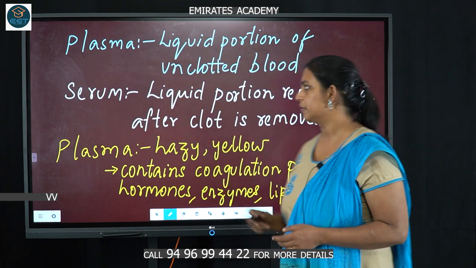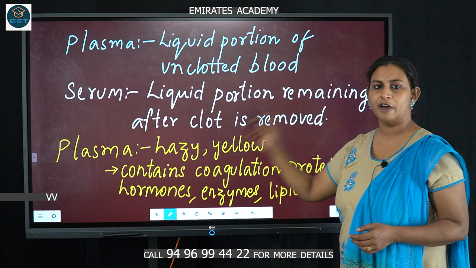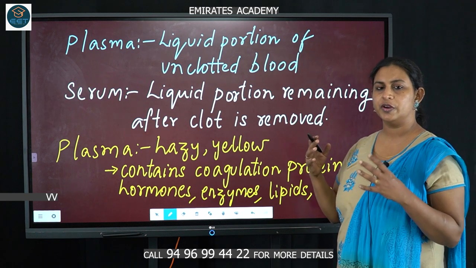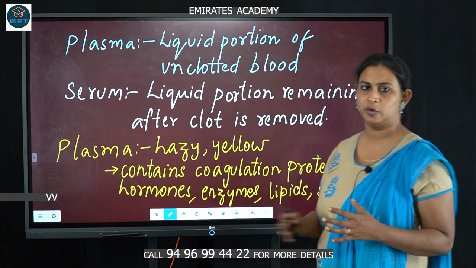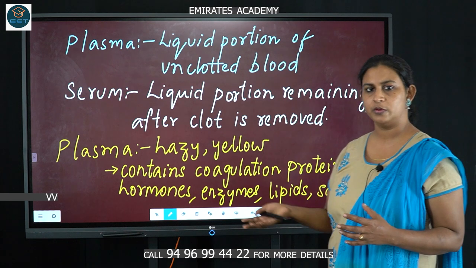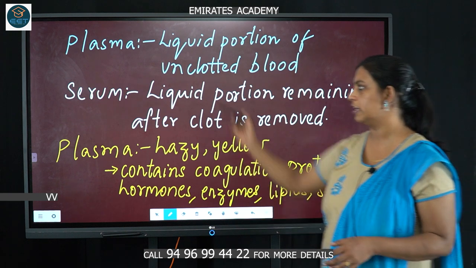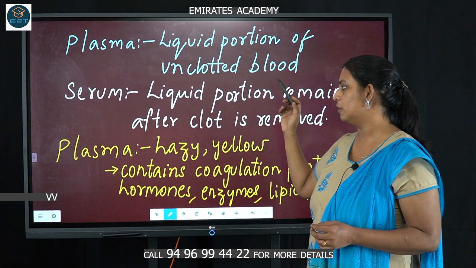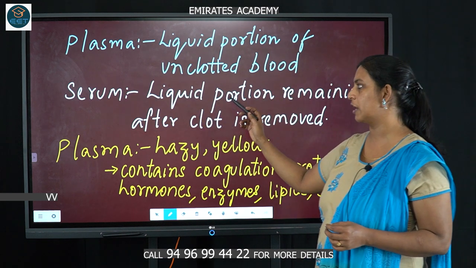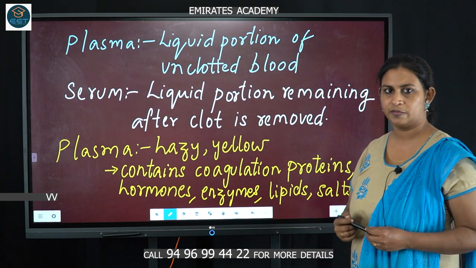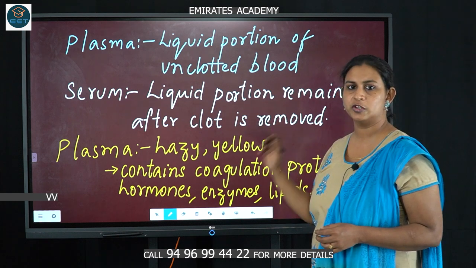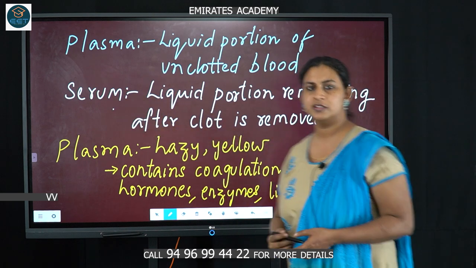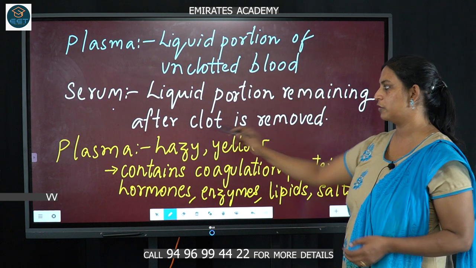Now let's look into what is serum. Serum is the liquid portion which remains after coagulation has been done and the clot has been removed. Whatever clot has been formed due to the coagulation process, when that is removed, the liquid portion which remains is called the serum. In simple terms, the plasma content after the clotting process will no longer be termed as plasma. You can't call it plasma anymore. So we have to give it a new term, which is the serum. So the liquid portion remaining after the clot is removed.